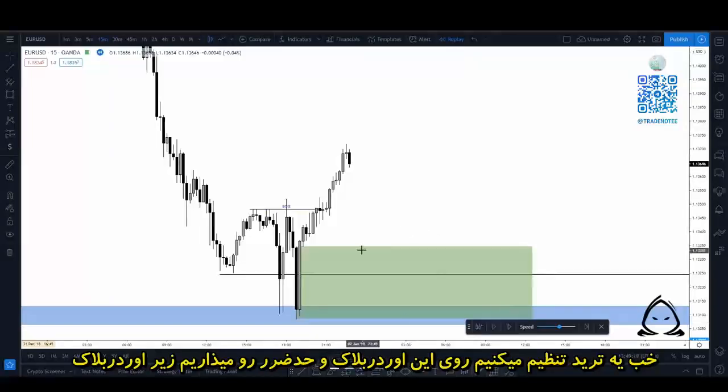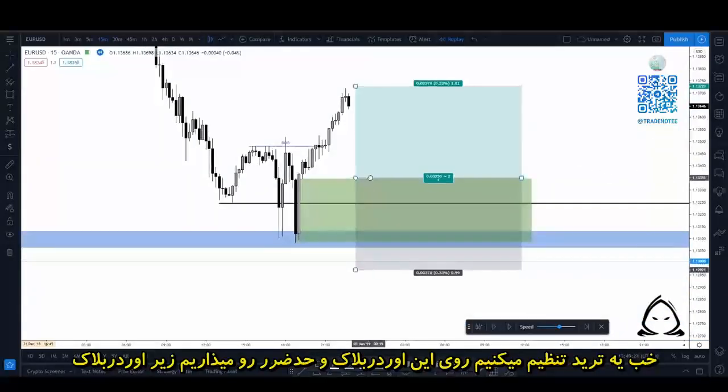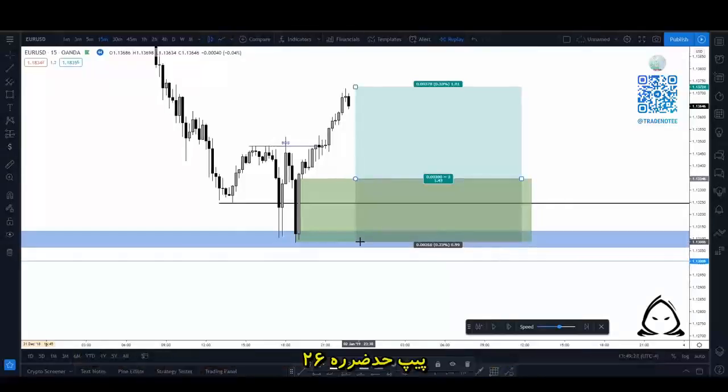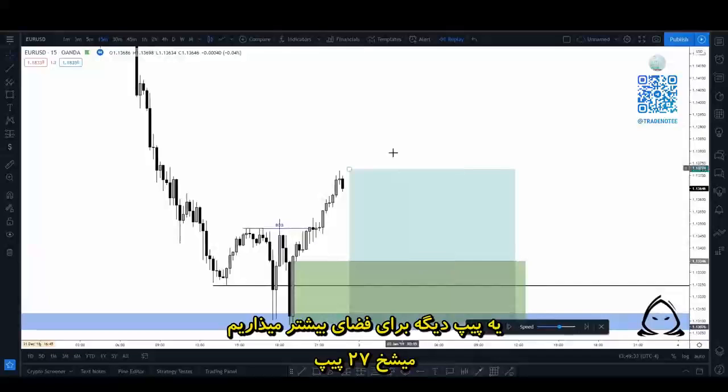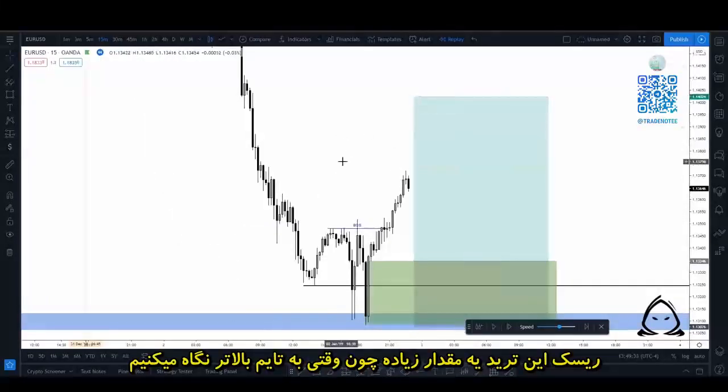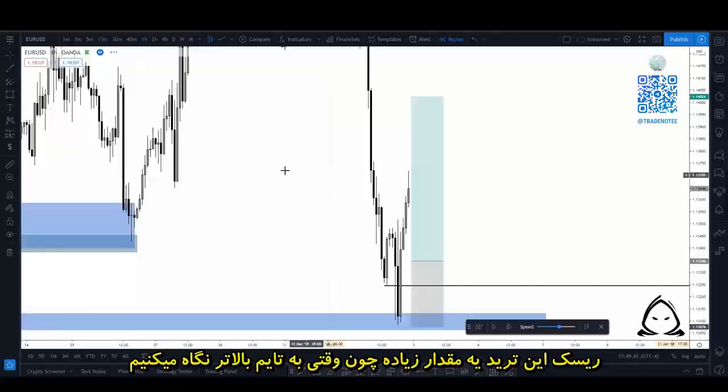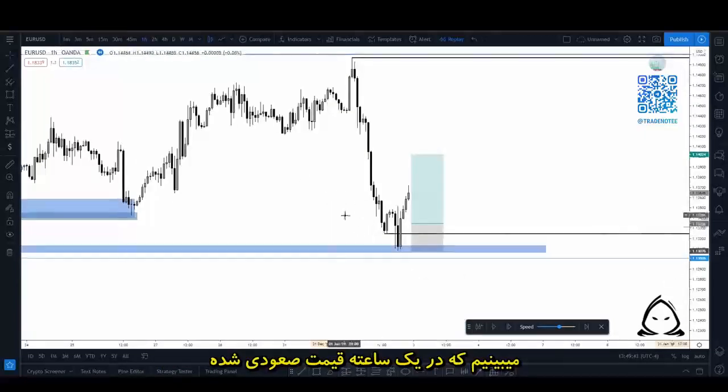What we can do is set an order by limit at the top of the order block with a stop loss below. So it's a 26 pip stop loss. We'll add a pip buffer, making it 27. Again, this is a higher risk trade, mostly because when we look at the higher time frame, we can see that price has switched bullish on the 1 hour now.